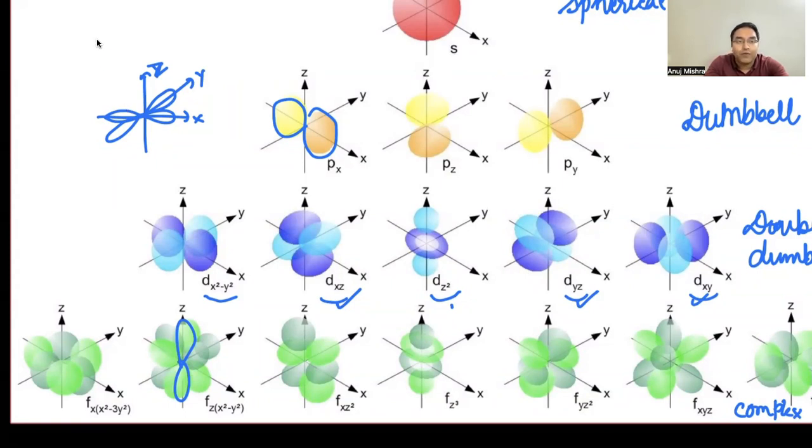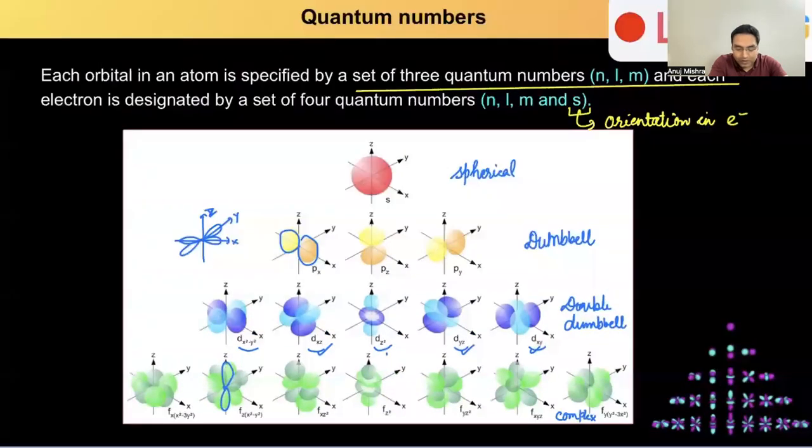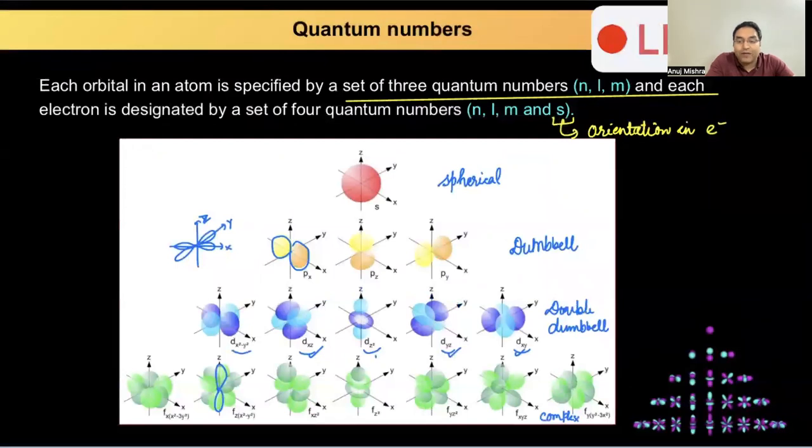When we come to F, what is the scenario for F? F is having how many members possible? 7 such members are possible, right? As you can see, 7 options are possible, isn't it? So this is the key difference between S, P, D, F. These are different possibilities that we have plotted or drawn.